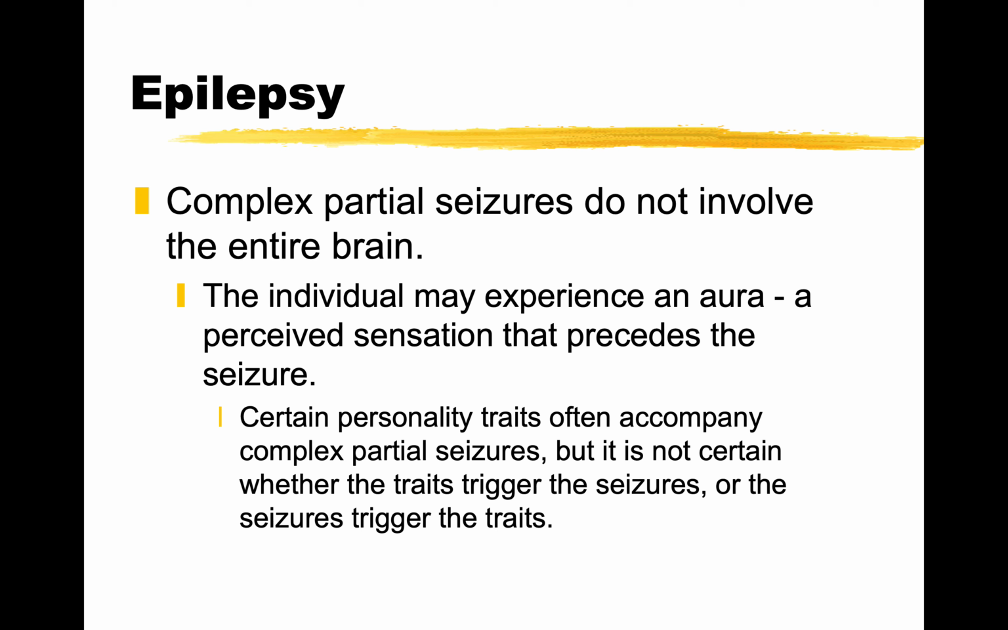Complex partial seizures do not involve the entire brain. The individual may experience an aura, a perceived sensation that precedes the seizure. Certain personality traits often accompany complex partial seizures, but it is not certain whether the trait triggers the seizures or the seizures trigger the traits.